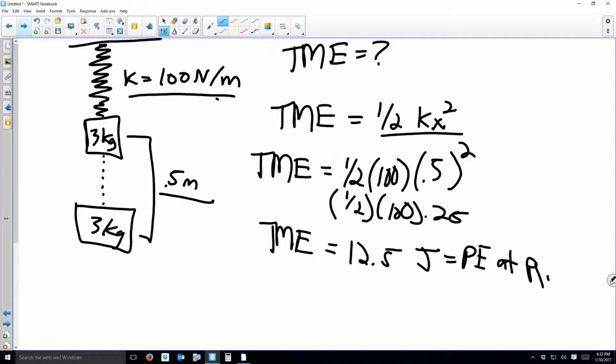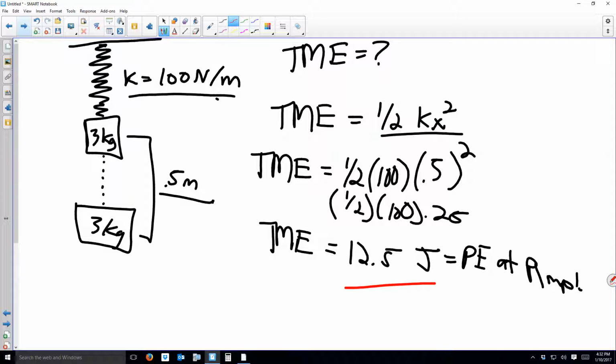At the amplitude, that is our potential energy. So a problem could ask for either one. It could say, at that point that it's been stretched to, what's its potential energy, or what is the total mechanical energy of the object at that point. Either one is fair game, but the answer is the same regardless.